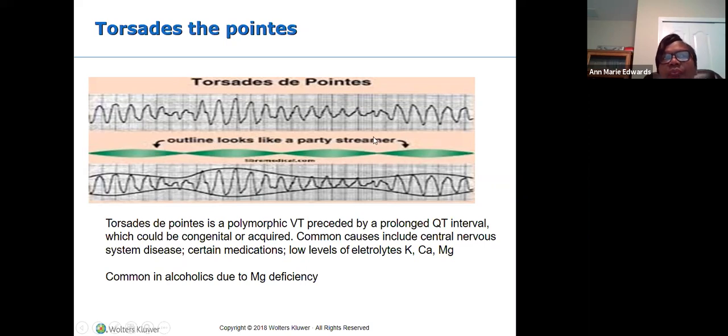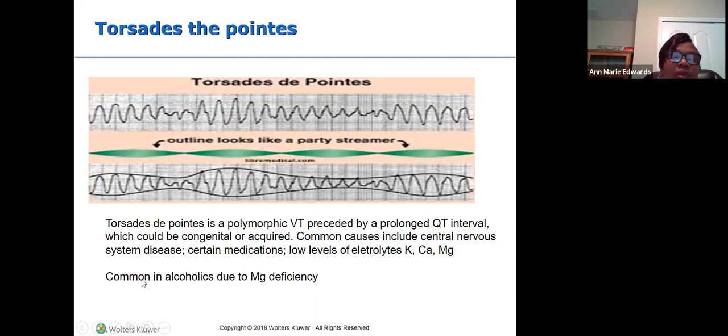You know those decorations that they use at parties, party streamers that are twisted around? Look at this green one. It looks like a party streamer. And so that's how torsades de pointes gets its description. I know it's French and I may not be pronouncing it properly, but it's a lethal rhythm, and this is what it looks like. So if you see this rhythm, you know that this is a fatal or a lethal rhythm. Common causes include central nervous system diseases, certain medications, low levels of electrolytes like potassium, calcium, magnesium.